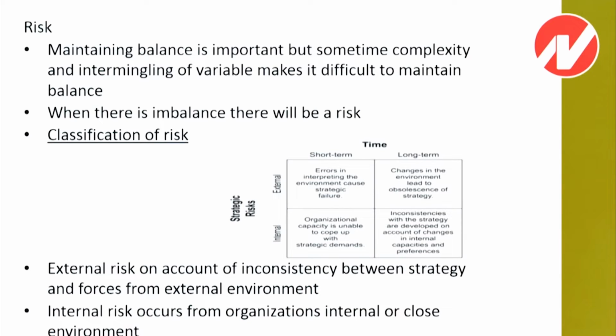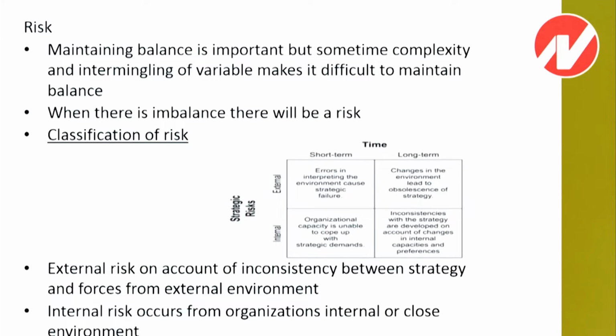Earning will increase. Standard of living will increase. So standard of living is what? The economical. So intermingling, the variables are intermingled with each other. It makes it difficult to maintain balance, and when there's imbalance there will be a risk. Now focus on that 2 by 2 box.